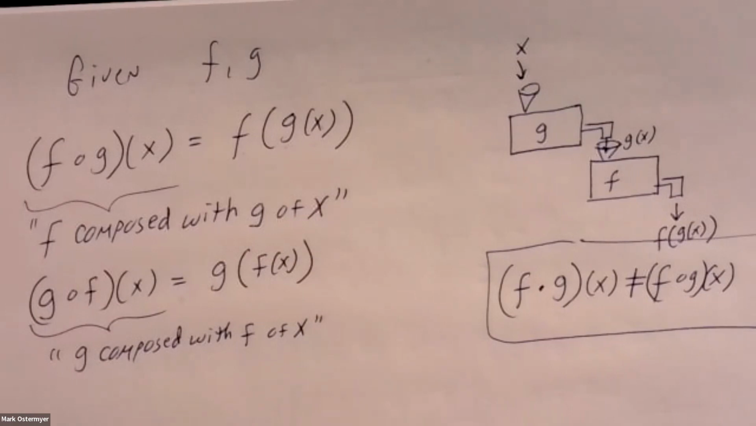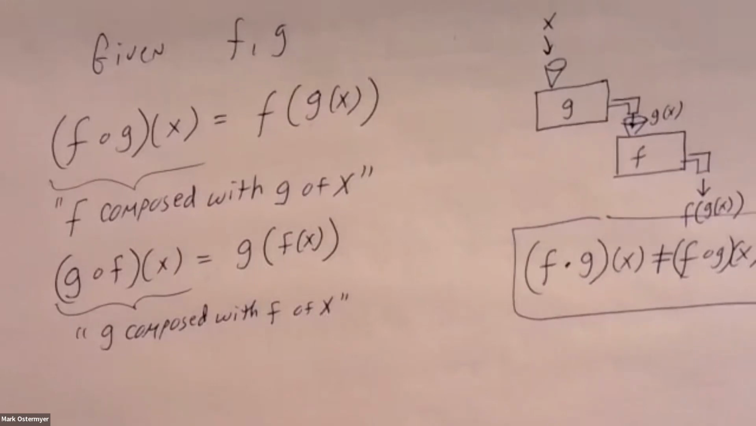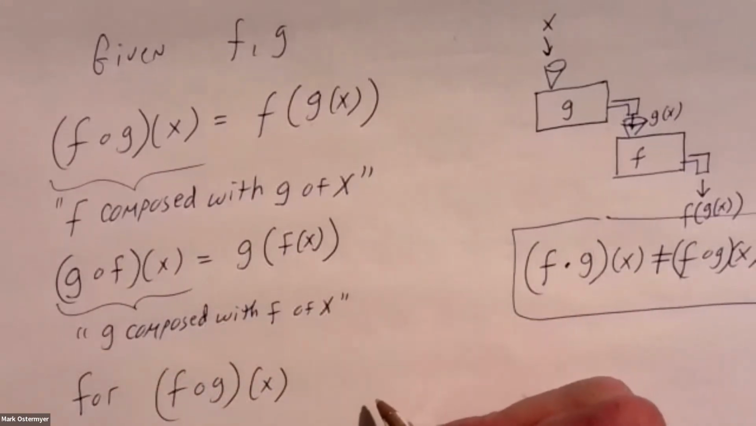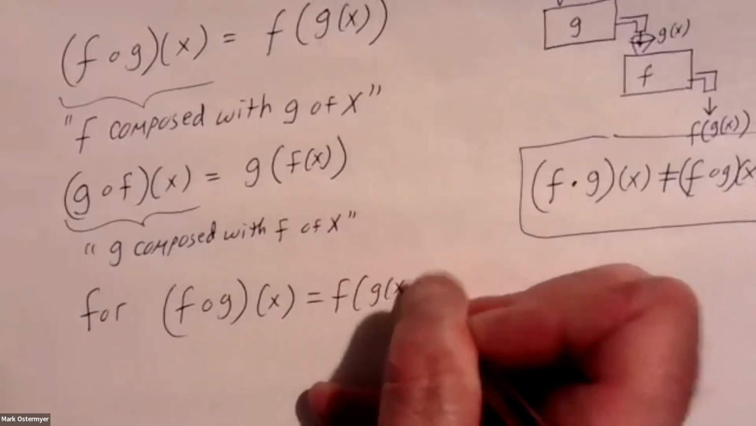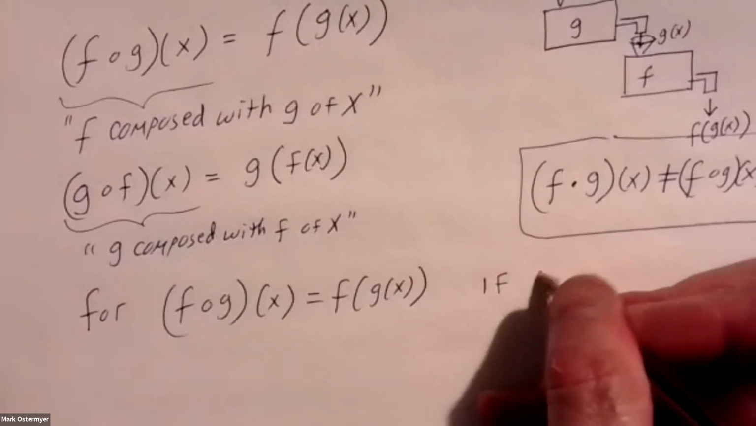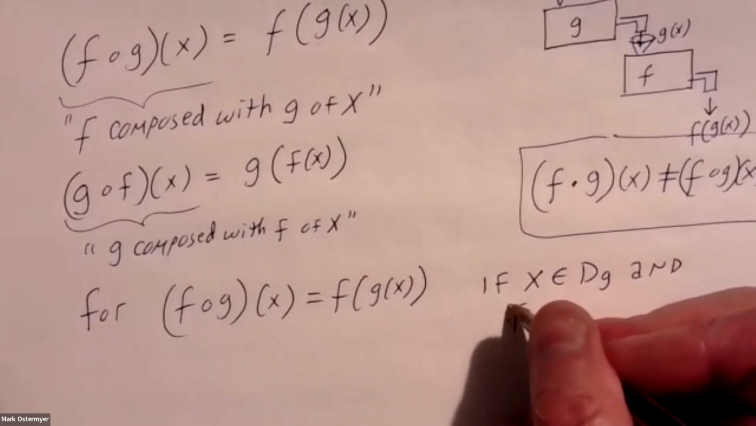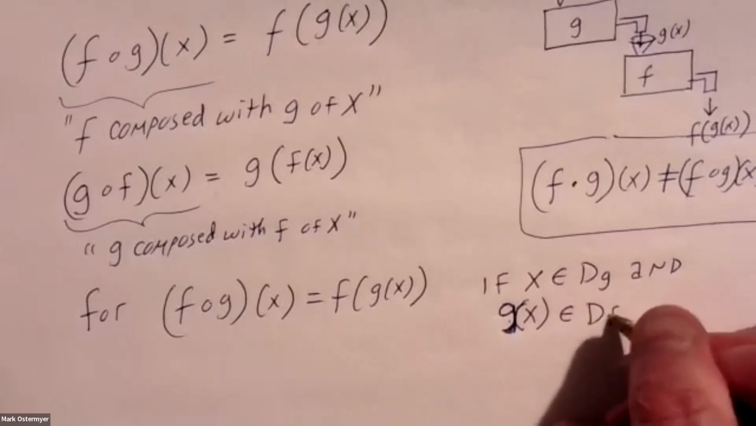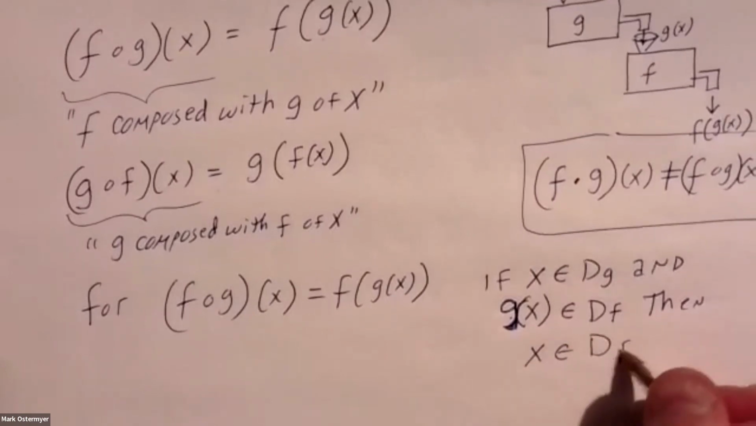And maybe we can show ourselves some examples. But before I do that, I want to talk about what the domain of these composition functions has to be. All right. For the new function f composed with g of x, here's how the domain works, which is f of g of x. If, ladies and gentlemen, x is in the domain of function g, and g of x is in the domain of function f, if these two things are true, then we say that x is in the domain of f composed with g.